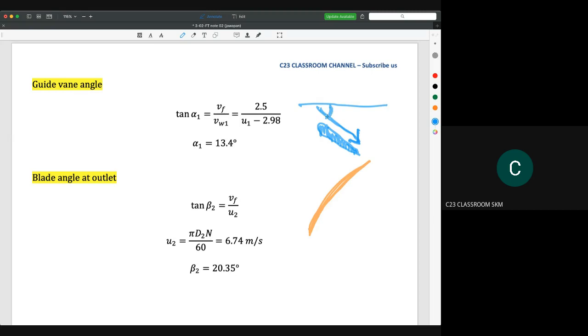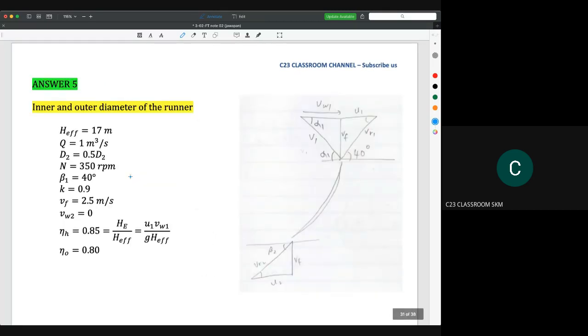According to the velocity triangle, we could have these terms, and then we could substitute the values. We already know the value of U1 here. So we could get that the angle alpha is 13.4 degrees. The third one is the blade angle at outlet. If we see the velocity triangle here, it is okay for us to take this angle because it reflects the shape of the blade.